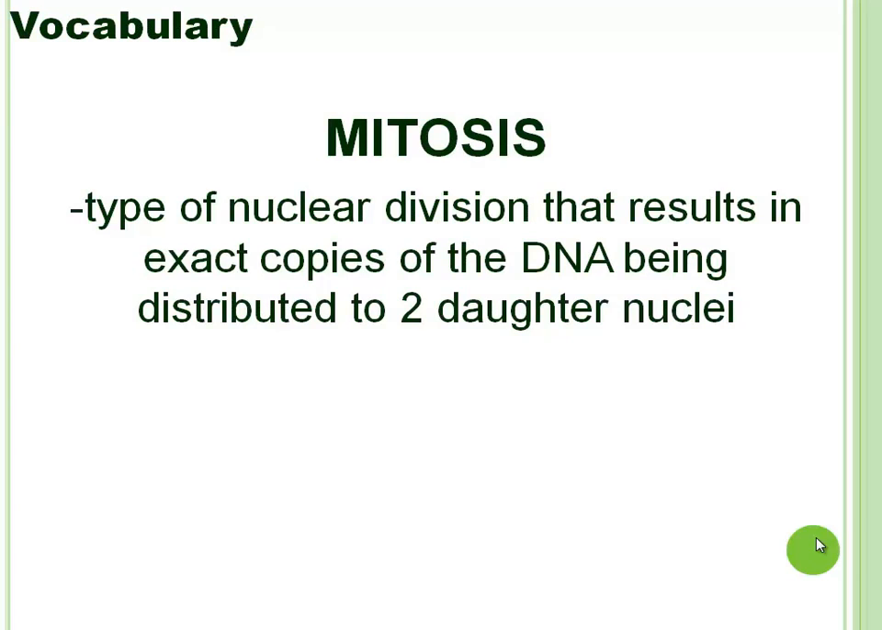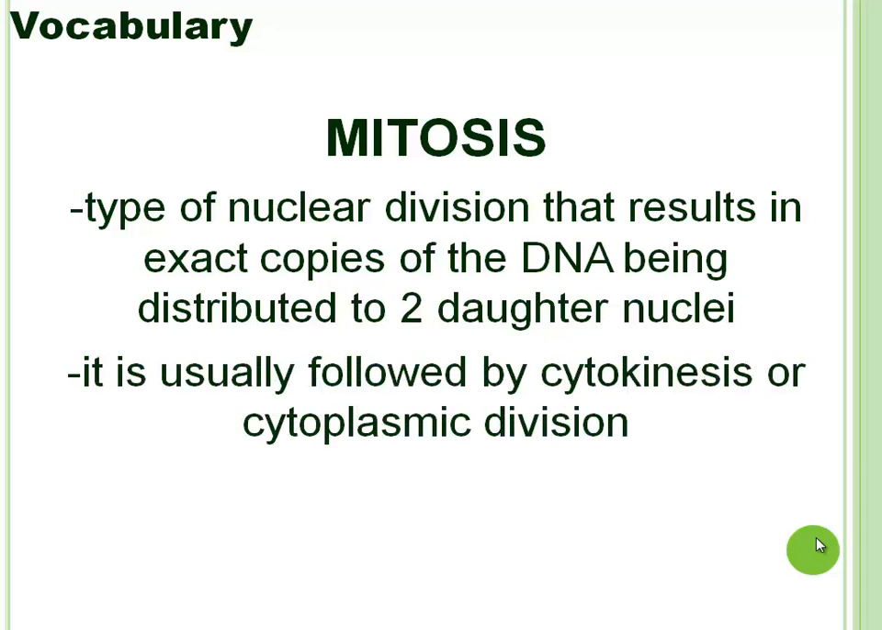Let's review mitosis and meiosis. From your previous discussions with your teacher, mitosis is a type of nuclear division that results in exact copies of the DNA being distributed to two daughter nuclei. It is usually followed by cytokinesis or cytoplasmic division, and it maintains the ploidy, meaning the number of chromosomes in the mother cell is conserved in the daughter cells.